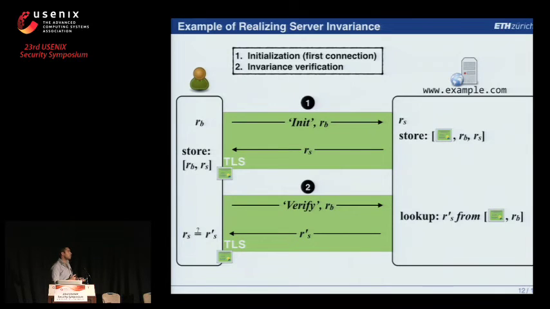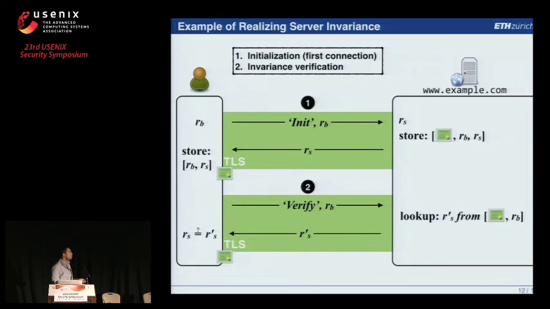Then both entities store these values locally, and then upon subsequent TLS connections, all the browser has to do is to challenge the server and tell him, look, what is the response for RB? And then the server has to look up the corresponding response and send it back to the browser, which will check for matching. Now notice that if the server endpoint was the same entity in both of the connections, then this protocol should succeed.